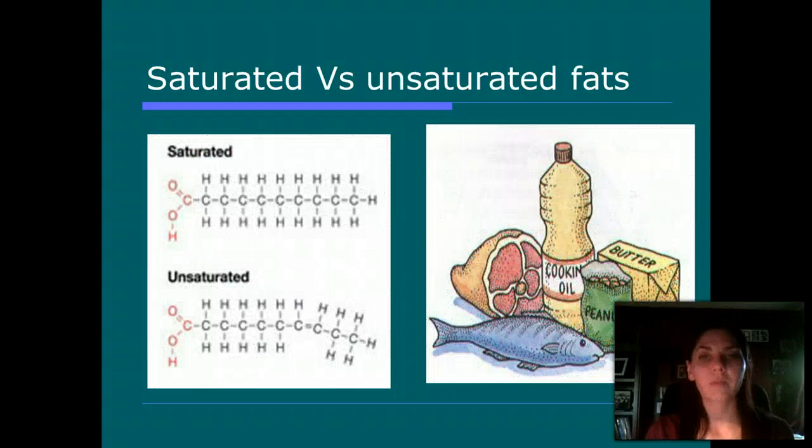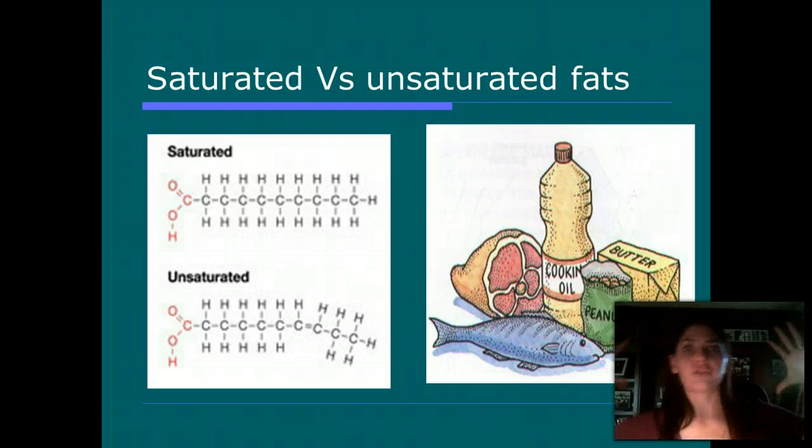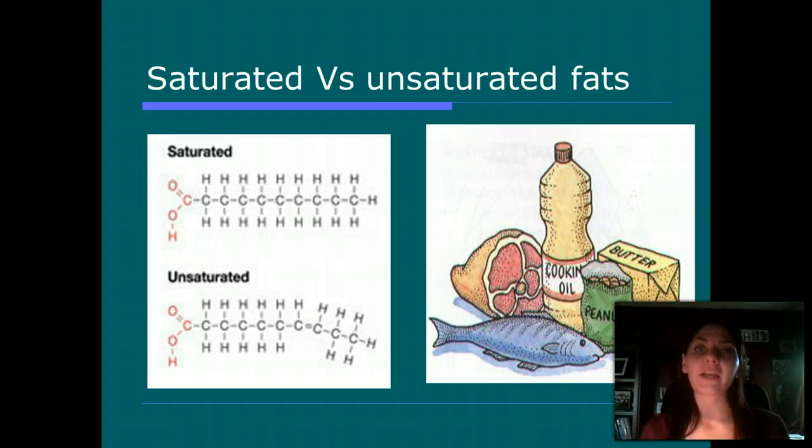If you look here, we have saturated, meaning that all of the carbons have single bonds attached to them, either to another carbon or a hydrogen. Unsaturated, if you see right here, are not fully saturated with those hydrogens, so they're a little bit lighter. Think of saturated as really heavy, going to weigh you down. Unsaturated is going to be light, and those are the healthy fats.